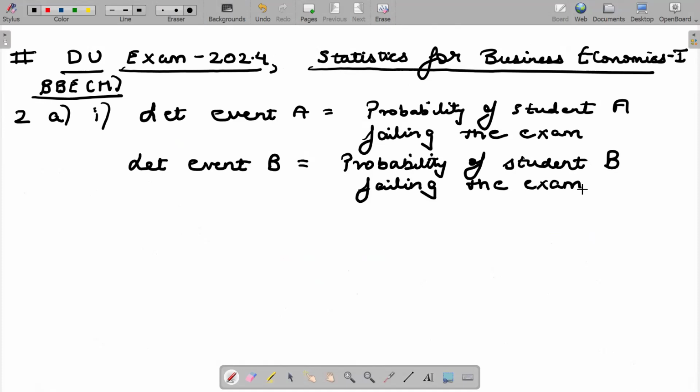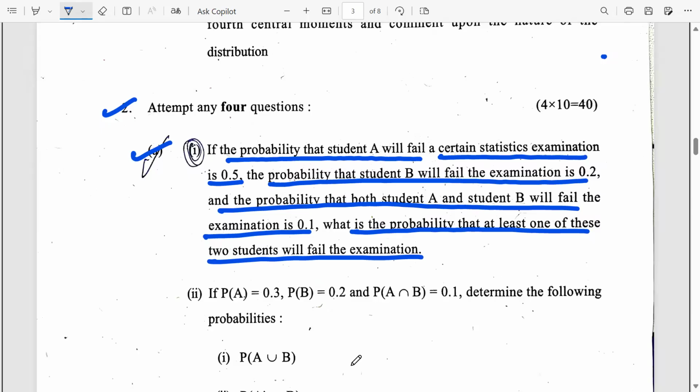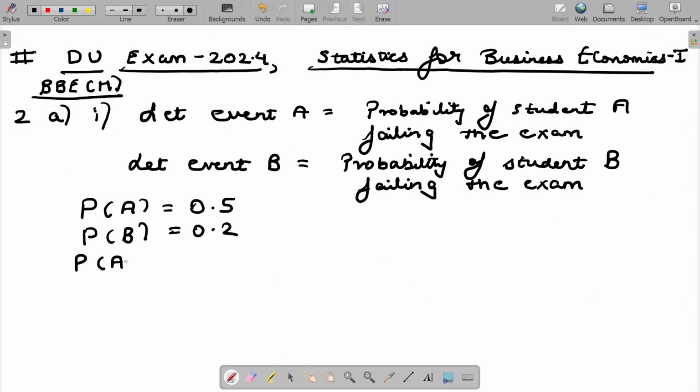Now, in the question, we are given that probability that student A fails the exam is 0.5. Probability that student B fails the exam is 0.2. And if I come back to the question paper, probability that both students A and B fail is 0.1. So that means probability of A intersection B is 0.1. This is the probability of both the students failing the exam.